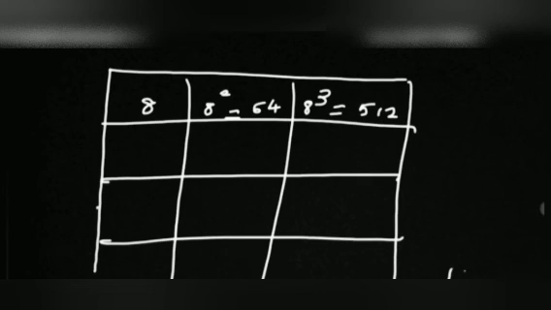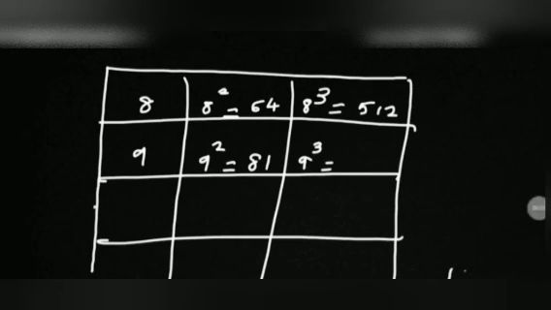Next we have 9. First let's find out 9 squared. 9 squared means 9 into 9, and what is it? 9 nines are 81. And then next we have to find out 9 cubed. What is meant by 9 cubed? 9 has to be multiplied 3 times, and you will get the answer as 729. Understood? 729.